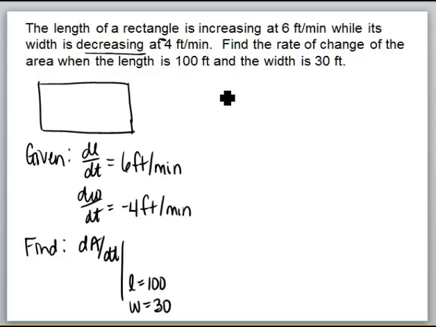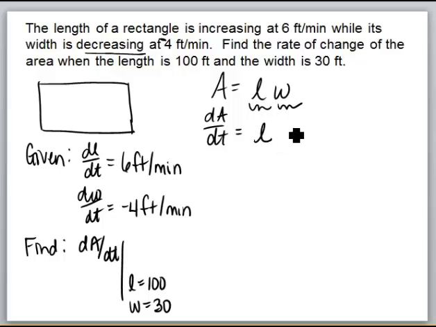Well, what is the area of a rectangle? It's length times width. I can take the derivative of this with respect to time. dA over dt is equal to, I have a product rule, must be careful. So I've got the first term times the derivative of the second, which would be dw over dt, plus the second times the derivative of the first, which would be dl over dt.